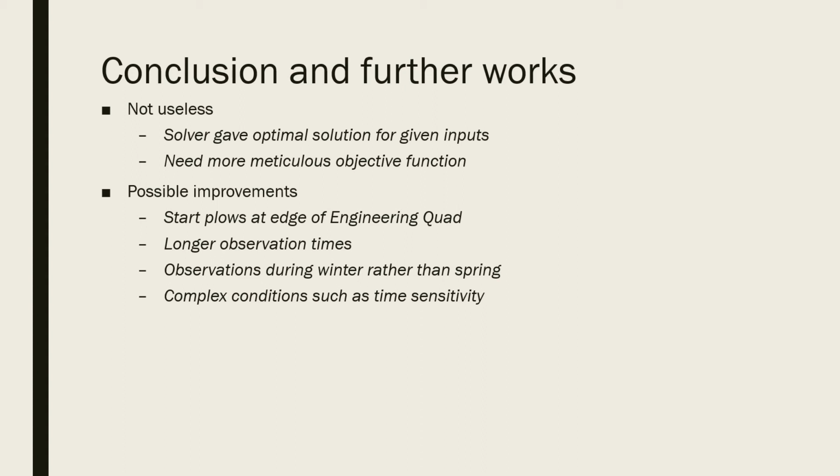Also, we could have longer observation times to have better detail. We could have observations during winter rather than spring and during class times to better model our population. Furthermore, we could have more complex conditions such as time sensitivity to make our optimization even better.